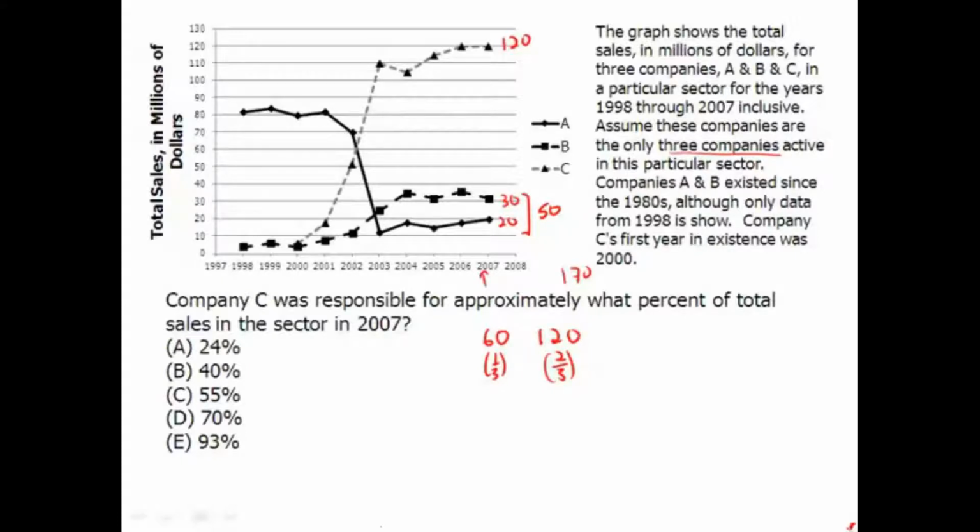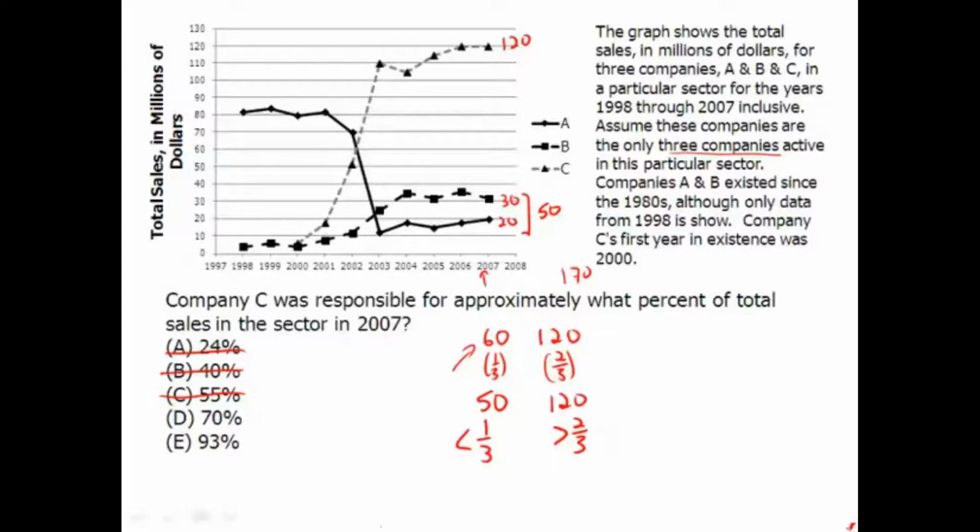Well, the fact that this one is smaller, it's only 50 versus 120, means that this percentage is going to be less than 1/3, and this percentage is going to be more than 2/3. So we want something slightly more than 2/3. So first of all, these answers are out. D is starting to look good.